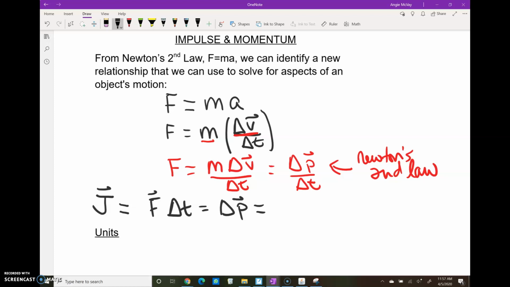We can write change in momentum, expand that out as mass times velocity final minus mass times velocity initial. Remember, the change in anything is final minus initial, and this is called impulse.